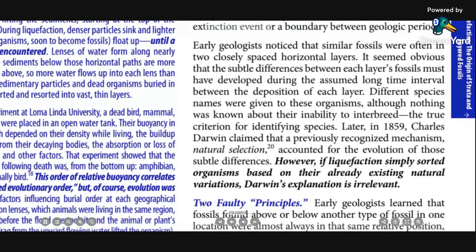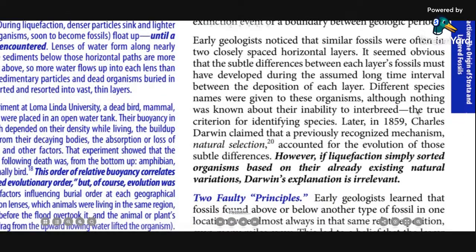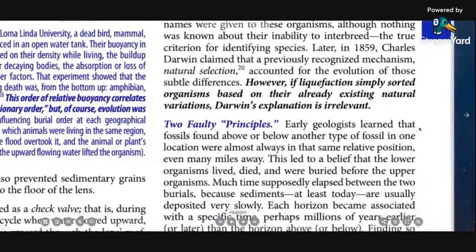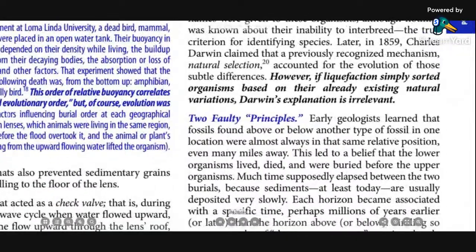Different species names were given to these organisms, although nothing was known about their inability to interbreed, the true criteria for identifying species. Later in 1859, Charles Darwin claimed that a previously recognized mechanism, natural selection, accounted for the evolution of those subtle differences. However, if liquefaction simply sorted organisms based on their already existing natural variations, Darwin's explanation is irrelevant.